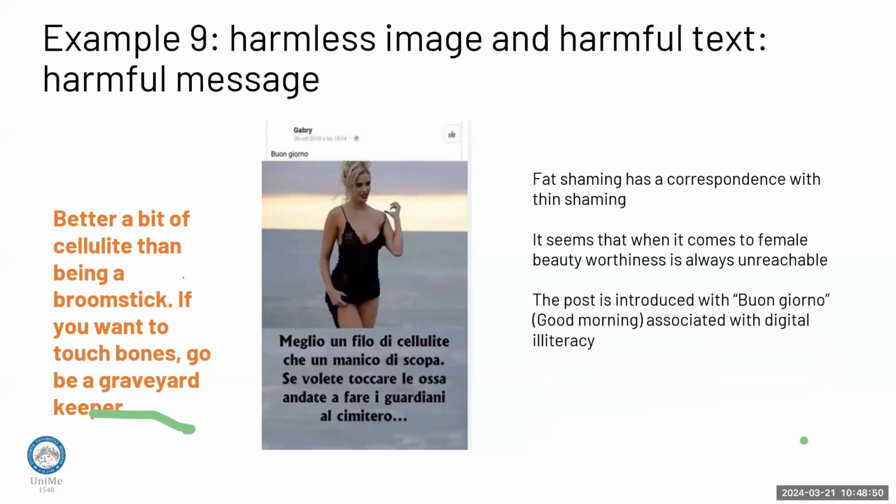And the post is introduced with "buongiorno" here, good morning. In Italy this is associated with digital illiteracy. So putting "buongiorno" as the caption of any kind of content, good morning, is considered to be something that people who are not literate in digitality would do. I don't know if this is the case in Singapore or in China. So being thin within this rhetoric, but this is pretty common in Europe, not just in Italy, being thin is associated with being dead.